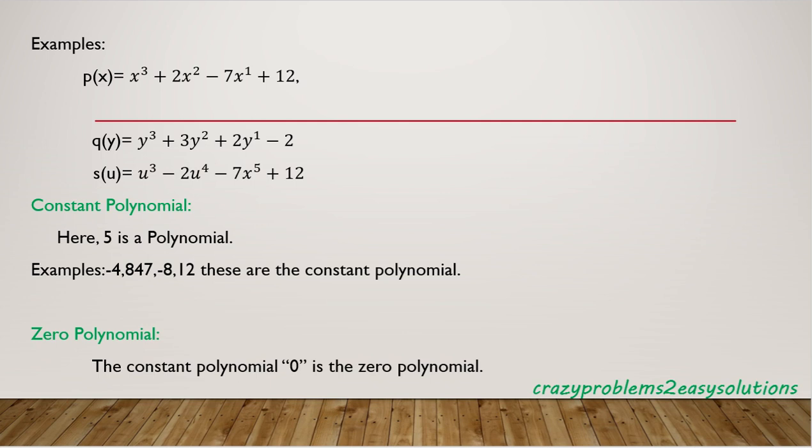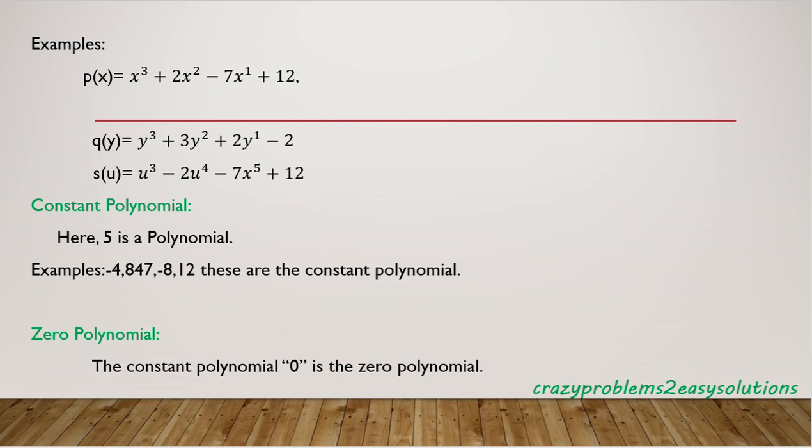For example, p of x, that means the polynomial in terms of x, equals x cube plus 2x square minus 7x plus 12. Second one, q of y, that means the polynomial q in terms of y, equals y cube plus 3y square plus 2y minus 2.